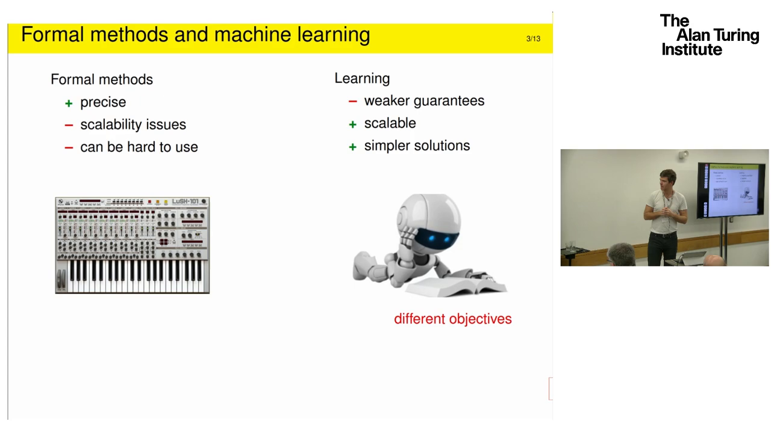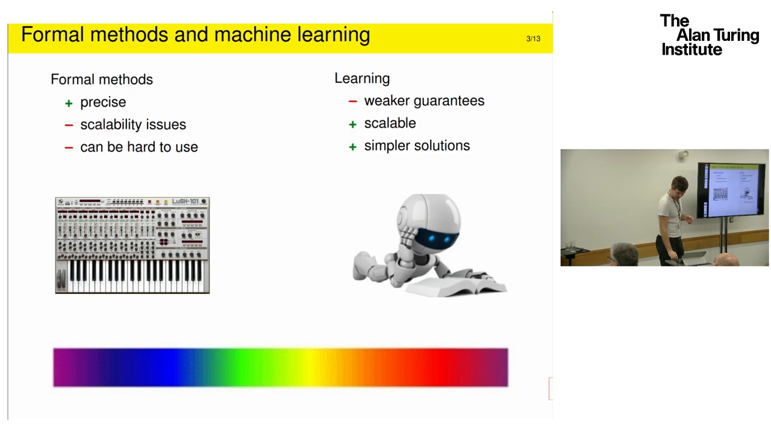There is a slight problem. The machine learning techniques typically focus on entirely different objectives than people in verification do. But we can work on this. We can adjust the techniques, and in principle, in the end, we can obtain a whole spectrum of technologies where we can trade off maybe precision for scalability and simplicity. And this is something that to some extent has been happening in the last two years.